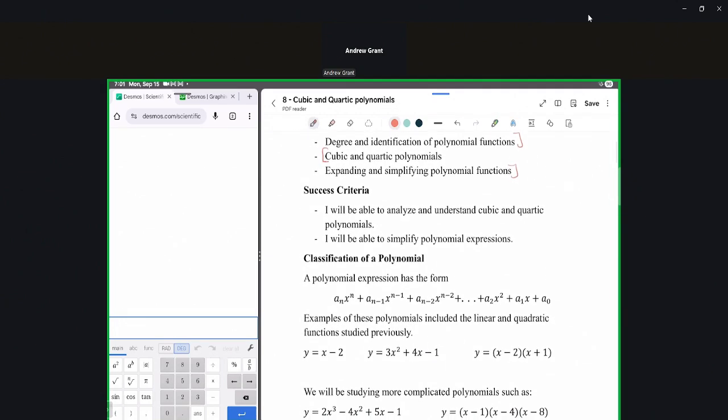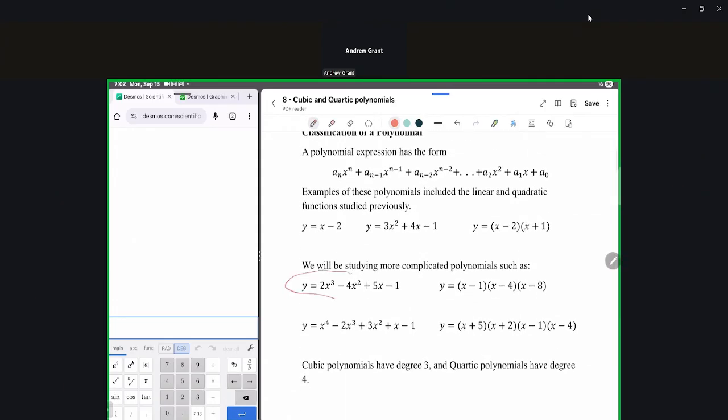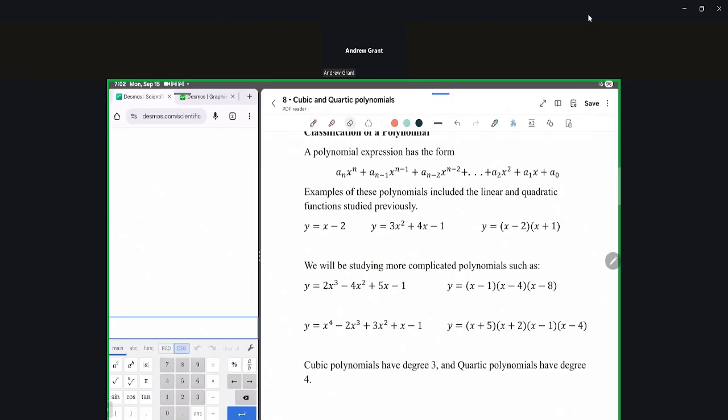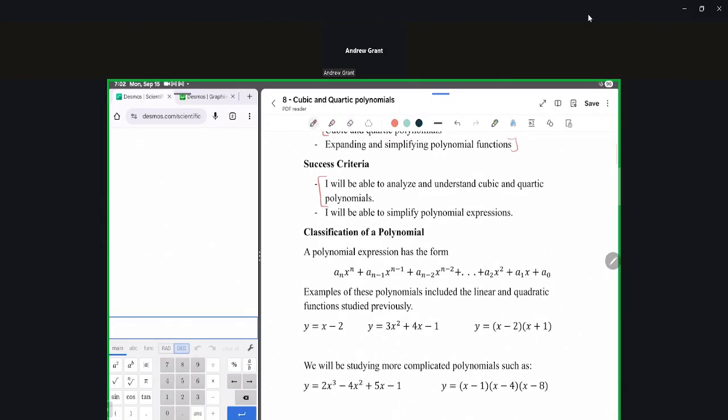In general, we'll know that things are going well if you're able to understand cubic and quartic polynomials. And when I say understand, I mean you're able to look at this equation and roughly know what that cubic should look like. That's what we mean by analyze and understand. So in general, we're going to be going a little bit more abstract.